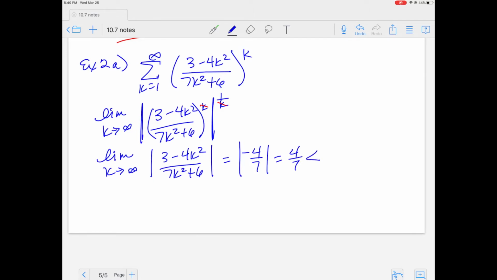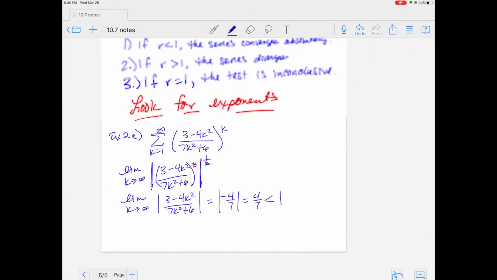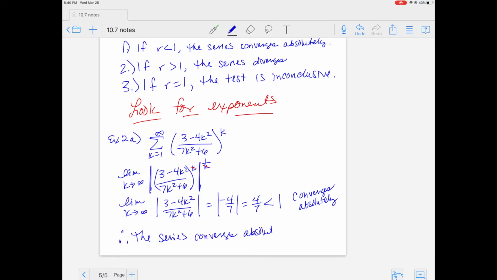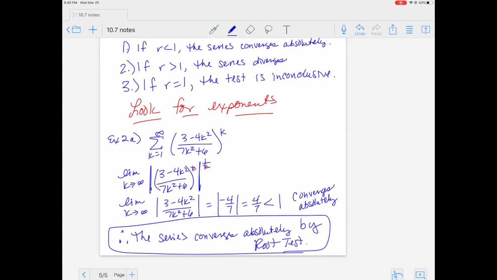Which is less than 1. What was my criteria for less than 1? Converges absolutely. Therefore, the series converges absolutely by that root test. Good. All right, not too shabby, right? Cool, let's do one more.